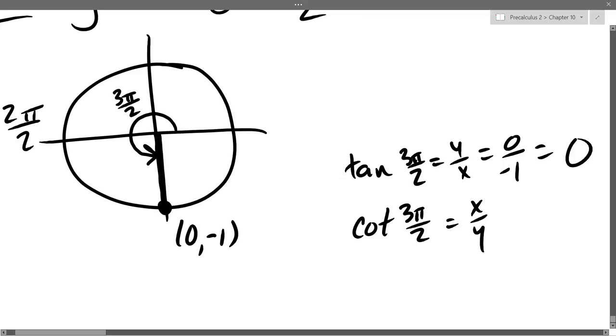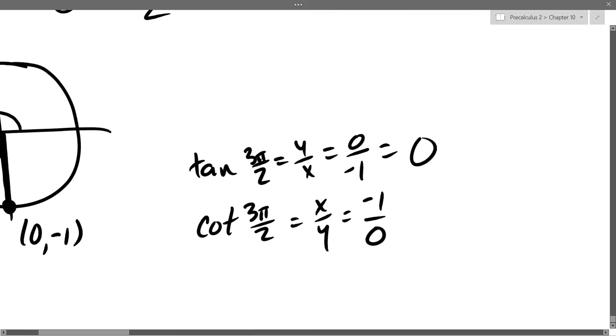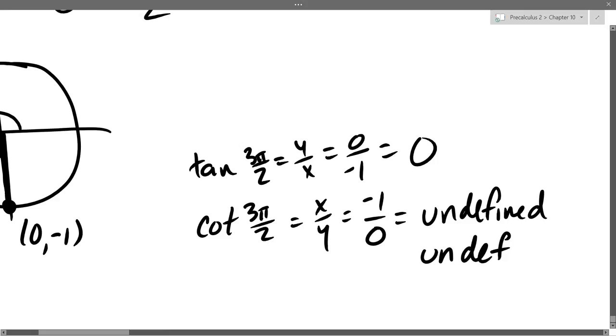Cotangent x over y, no problem so far. X is negative one, y is zero. Oh, that's a problem. Okay, we're dividing by zero, which you're not allowed to do. When you do so, at least in this class, you're going to write that as undefined. And on WebWork, I believe they want you to write it as undef.